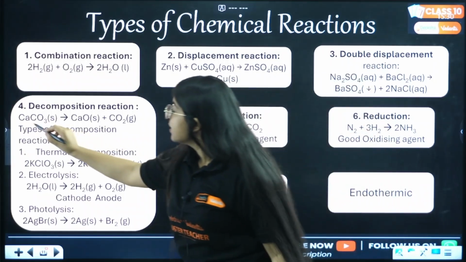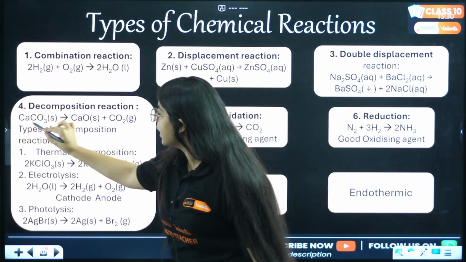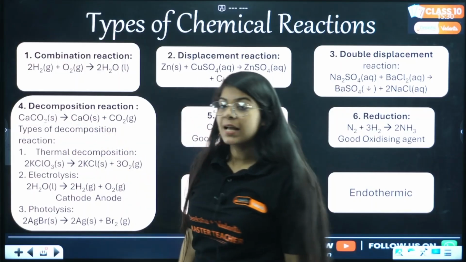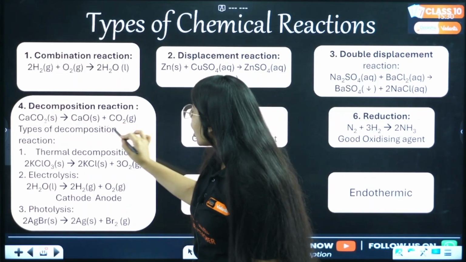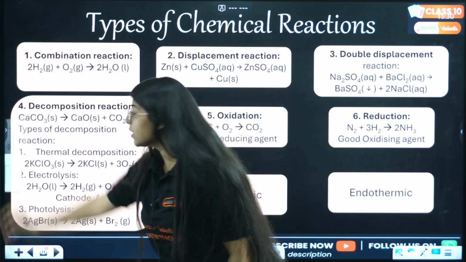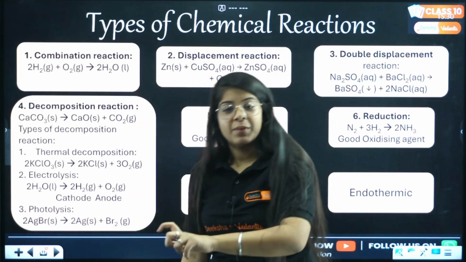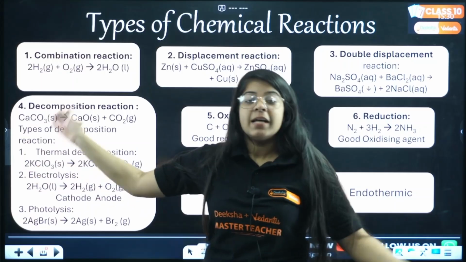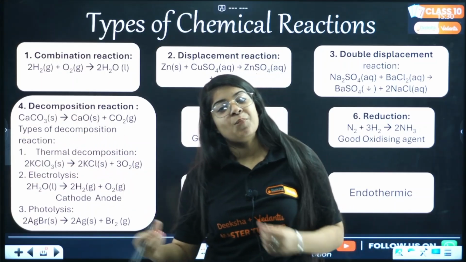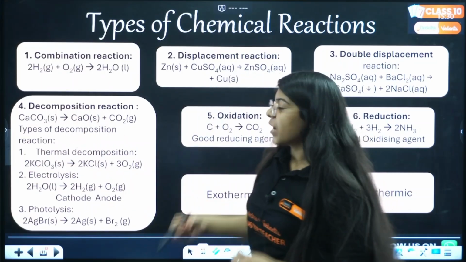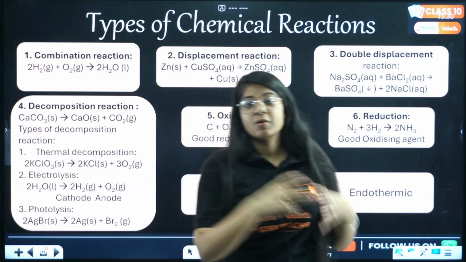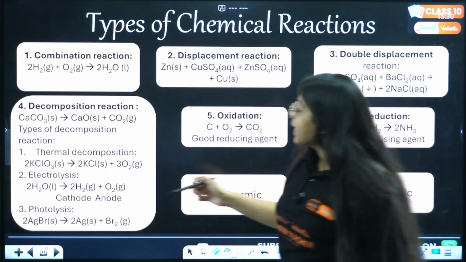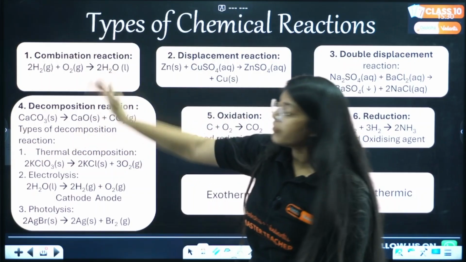Just like this, CaCO3 breaks down into CaO, calcium oxide, plus carbon dioxide. So one CaCO3 gave carbon dioxide and calcium oxide, so the products are more than one, the reactant is simply one, so it decomposes. So we say calcium carbonate decomposes into calcium oxide and carbon dioxide. Understood?